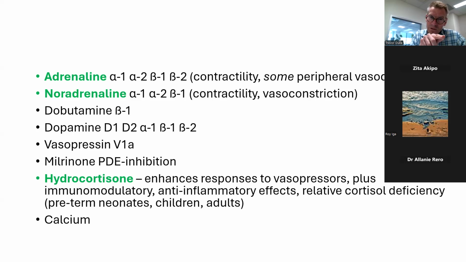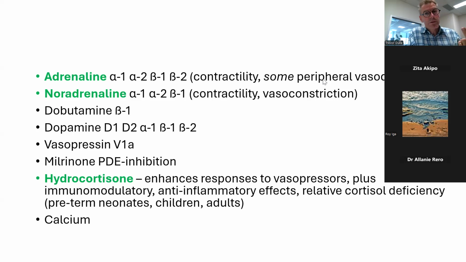And so adrenaline is an alpha 1, alpha 2, beta 1, and beta 2 agonist. It stimulates those catecholamine receptors, and it leads to increased contractility and some peripheral vasodilatation, and that can be useful. It increases heart rate, increases contractility, and it leads to some peripheral vasodilatation.